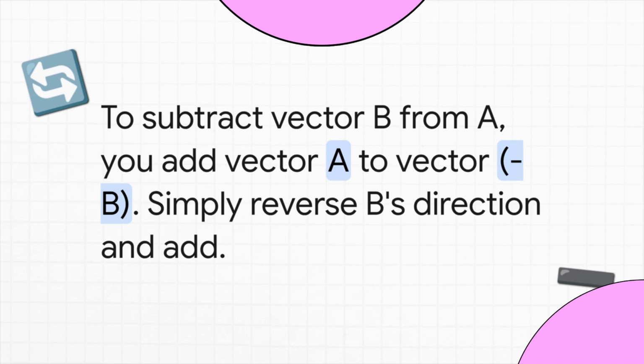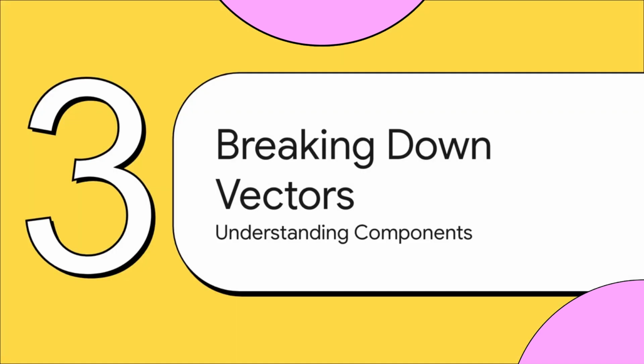So, what about subtraction? Believe it or not, it's just a clever little twist on addition. If you want to calculate A minus B, you just take vector B, flip it completely around 180 degrees, that gives you negative B, and then you just add it to A, using the exact same head-to-tail method we just learned. Pretty neat, huh?